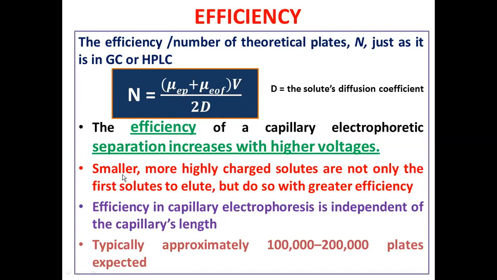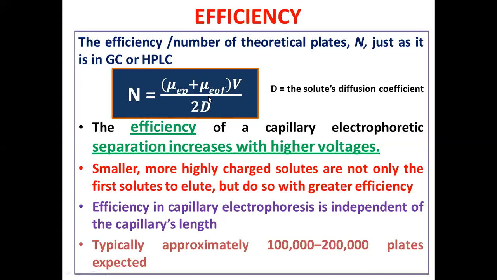Therefore, all those smaller, highly charged solutes are not only the first solutes to elute. Whatever species have a higher value of Q and a lower value of R will be eluted first. Not only are they going to be eluted first, but also with greater efficiency. N will also become very high for all those solutes which are eluting first. And for all those solutes which are eluting last, they will suffer with respect to separation efficiency.